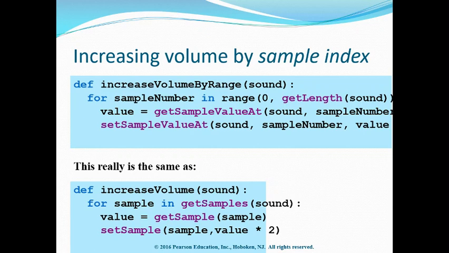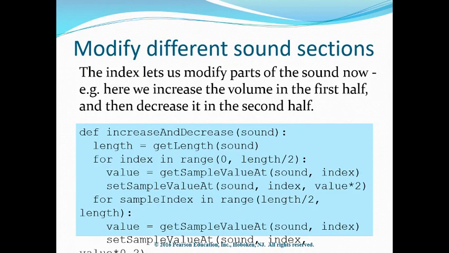If you look at the bottom, what we have up there is really the same as what's below. So we have increased volume. In the top one, we say for whatever in range. The other one we have for sample in get samples. You see that? So it does the exact same thing. We double the sound volume, right? Because we do value times 2. But one uses a range and one just uses the objects themselves.